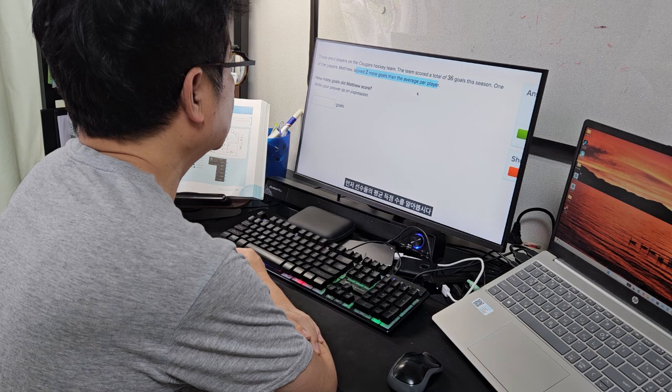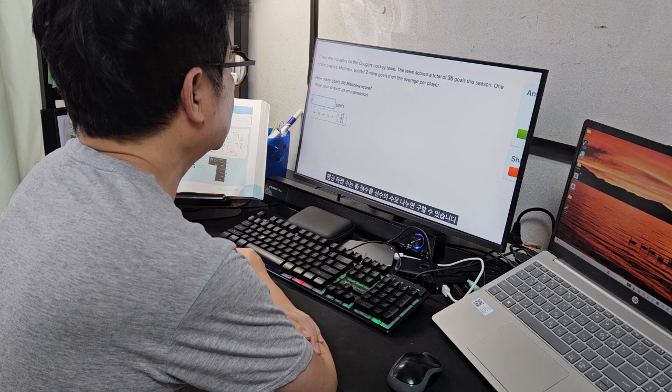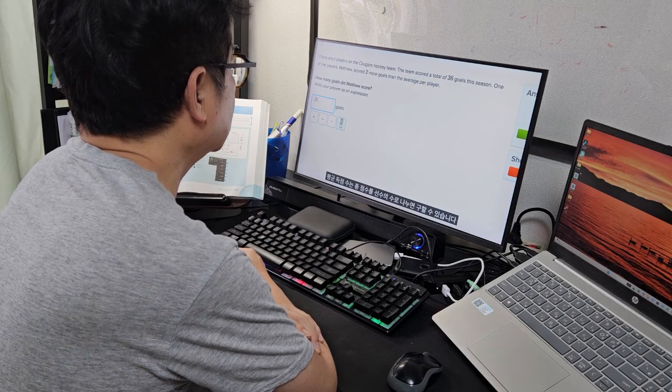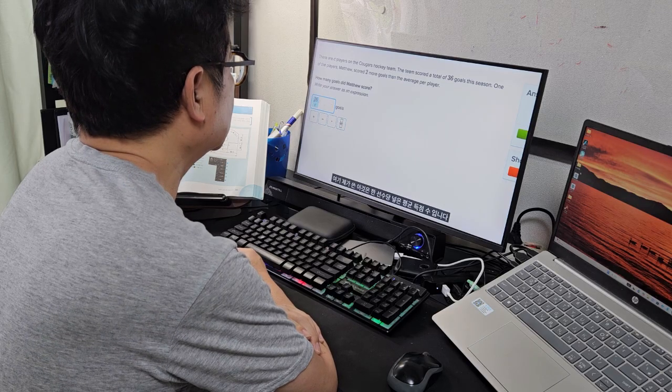All right, well, let's think about the average per player, because we know he scored 2 more than the average per player. So the average is going to be the total number of goals divided by the number of players. And they tell us that there's c players. So this expression right over here will tell us the average goals per player. Now we know Matthew scored 2 more than this, so we can just add 2 to that, and that's how many goals Matthew scored.